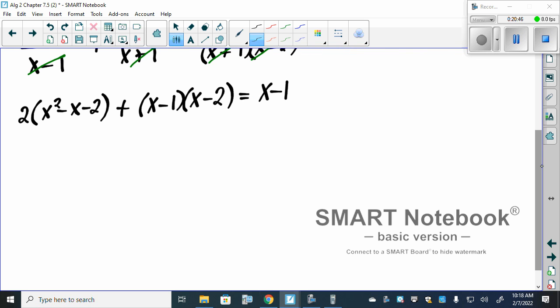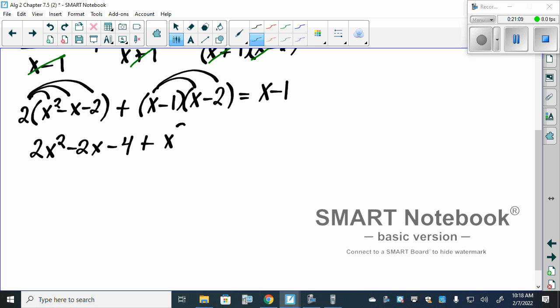On the left-hand side, we're going to have to do some distributing. So the first thing we can do is multiply through with the 2. So 2 times x squared is 2x squared. 2 times negative x would be negative 2x. And 2 times negative 2 is negative 4. Plus, here we're going to need to distribute. So x times x would give us x squared. x times negative 2 would be our negative 2x. And then we'll do the same thing with negative 1. Negative 1 times x is negative x. And negative 1 times 2 is going to be plus 2, is equal to x minus 1.